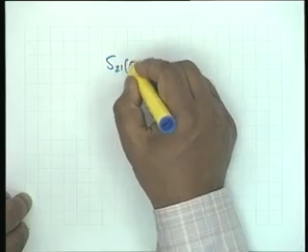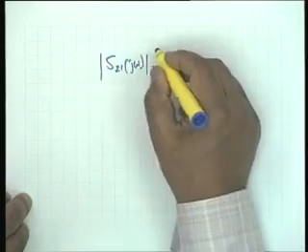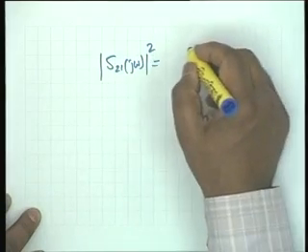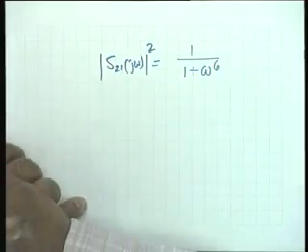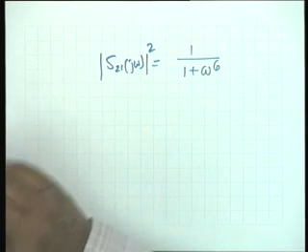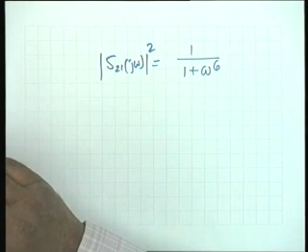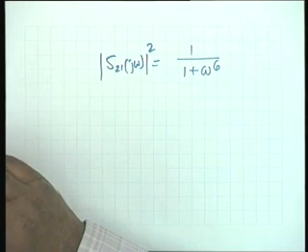Suppose S21 of j omega, magnitude squared, is 1 by 1 plus omega to the 6. This is what is given as a function of omega. What kind of a filter is this? Obviously a low pass filter. Isn't that right? At omega equal to 0, the value is 1, and as omega increases, it continuously decreases.